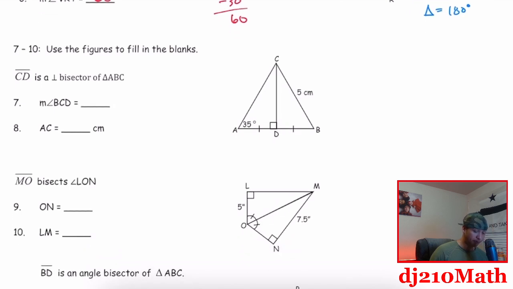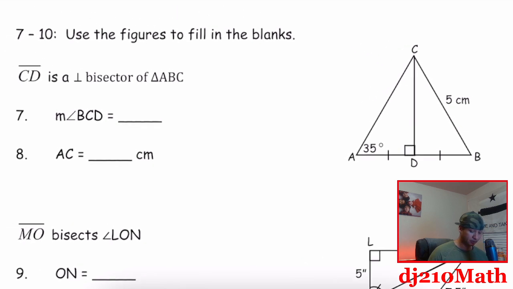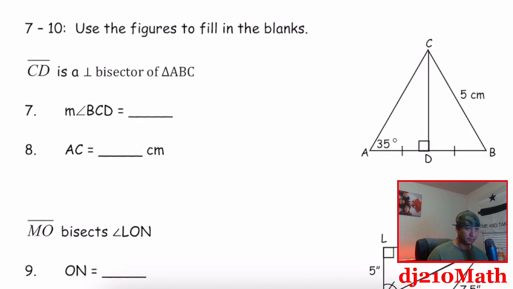Okay. Use the figures to fill in the blanks. All right. Segment CD is a bisector of ABC. So that's why these are congruent. That implies that these are congruent, because any point that is on the bisector is equidistant from the endpoints of the other segment. If it's on the bisector, which it is, right? So this is a very powerful theorem that we're using right now.